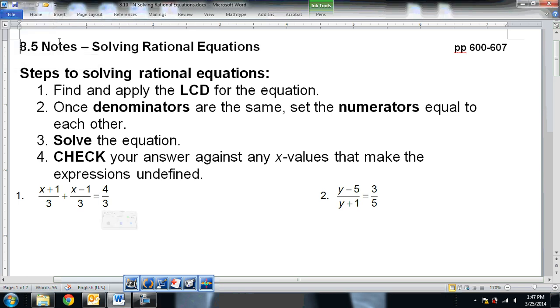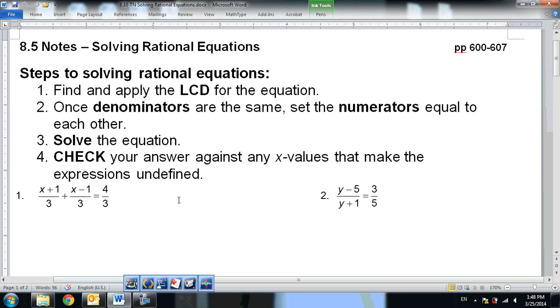Alrighty, so today we're going to talk about solving rational equations. You can call this 8.5. It's technically the lesson from before spring break, or you can title it 8.10. It does not bother me. These are your steps to solving a rational equation. So feel free to pause the video and write down these steps.